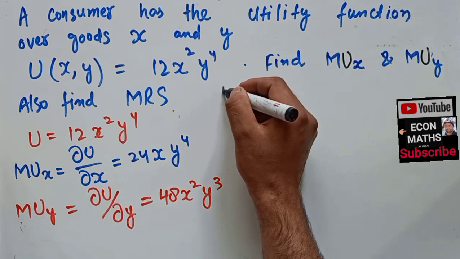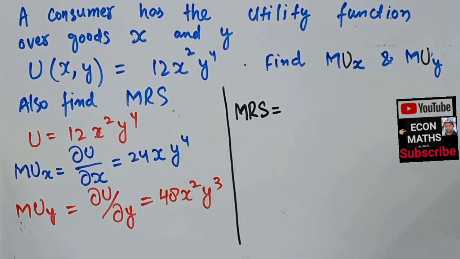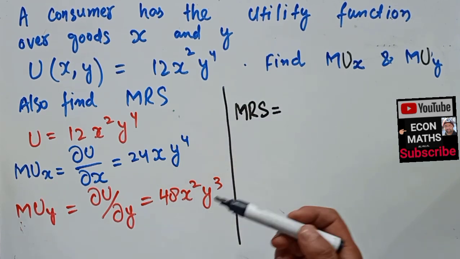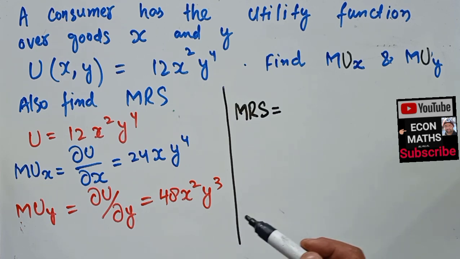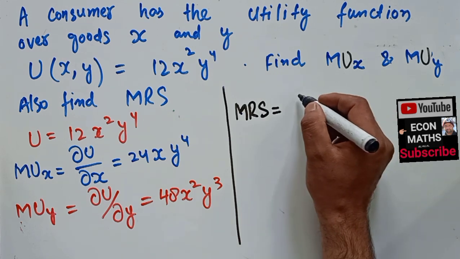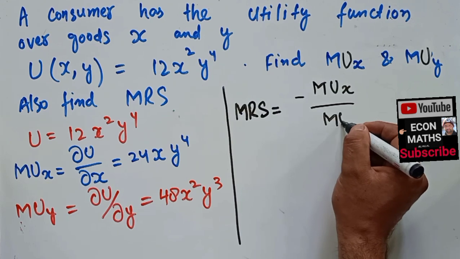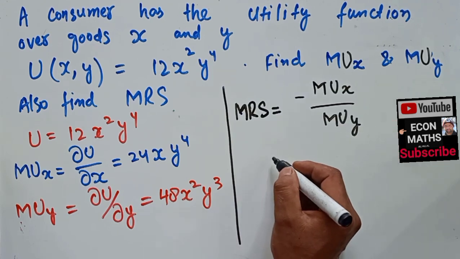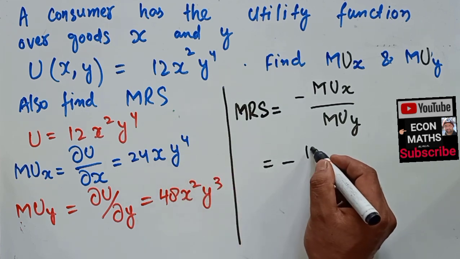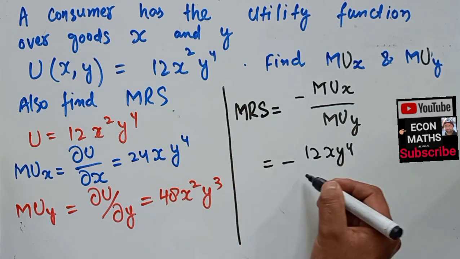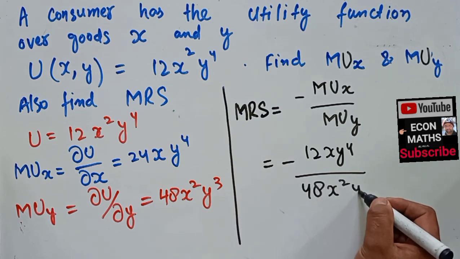Now we need to find out the MRS. Okay, MRS. By MRS, what we mean is simply the amount of good y which a consumer is willing to give up for one more unit of good x, and it is given by minus the marginal utility of good x upon the marginal utility of good y. So we have minus marginal utility of good x, which we calculated as 24x y raised to the power 4, and marginal utility of good y, which we calculated as 48 x square y cube.